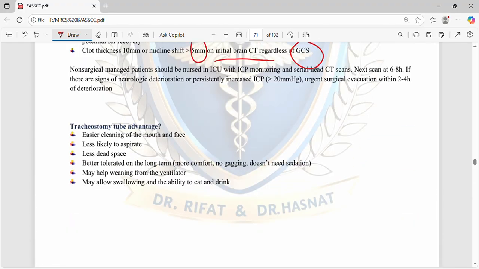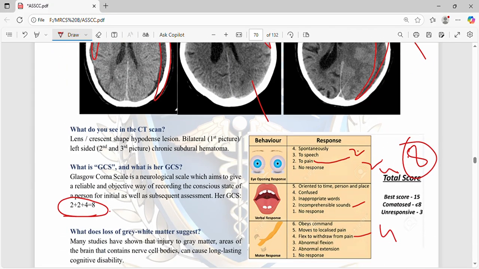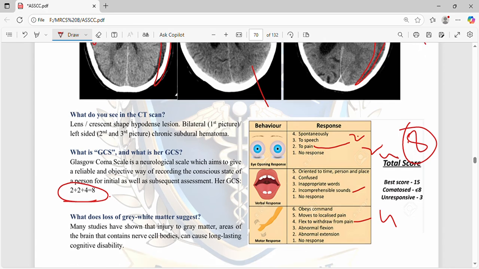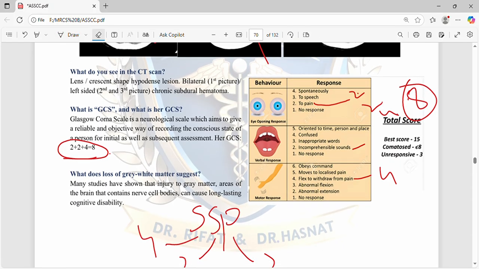So this was quite short, and here you should remember this chart. I remember this chart by some mnemonics, which is my way; maybe it's not helpful for you. For the eye response I say SSP. Spontaneous opening of eyes is 4, to speech is 3, and to pain is 2. So this is how I remember SSP.